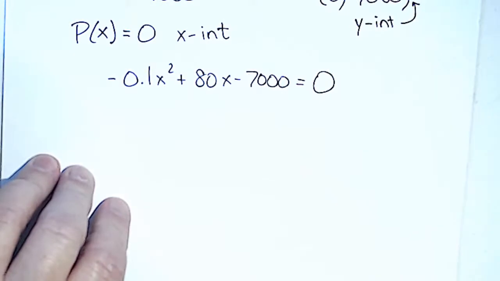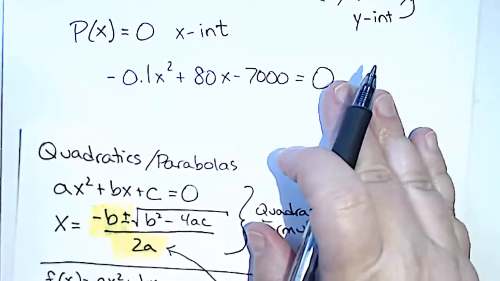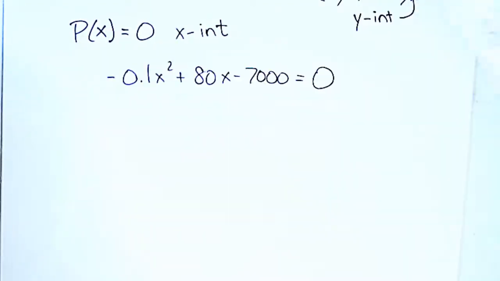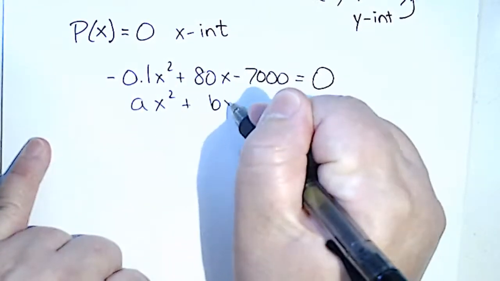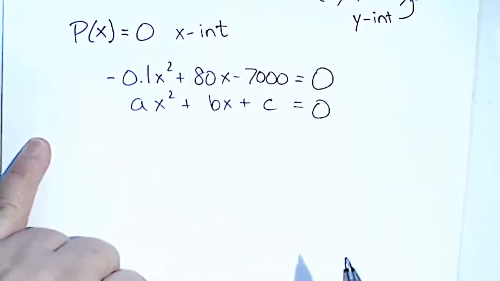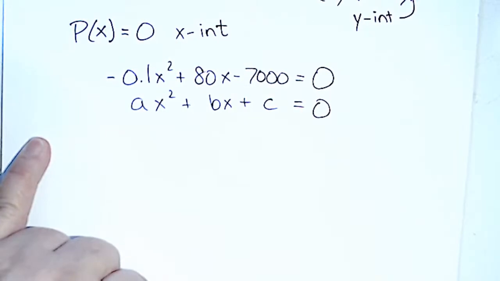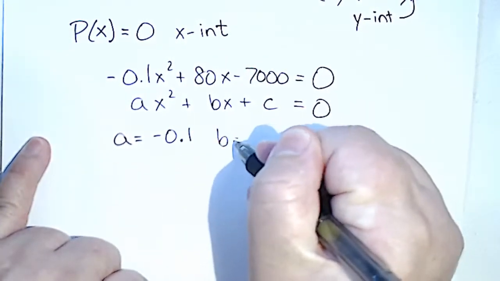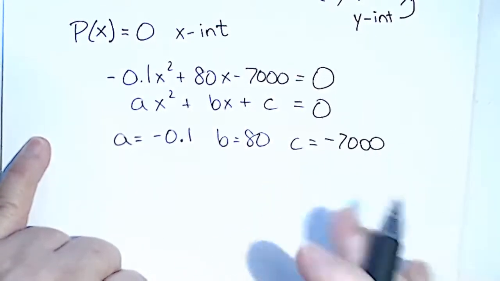For the rest of us, we're back to the cheat sheet, because we're back to using the quadratic formula, which hopefully by this point I've been writing it and we've been saying it. Ax squared plus bx plus c equals 0. When we have this situation equaling 0, which is what we have when we're looking for x-intercepts, then I've got a equals negative 0.1, b equals 80, c equals negative 7,000.